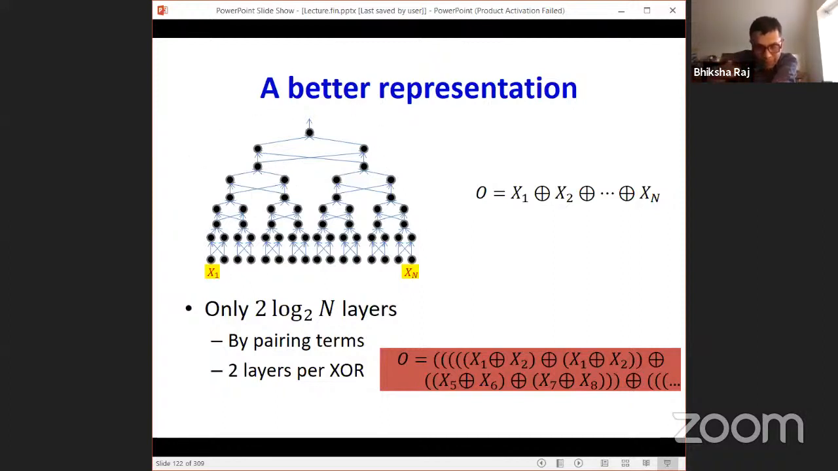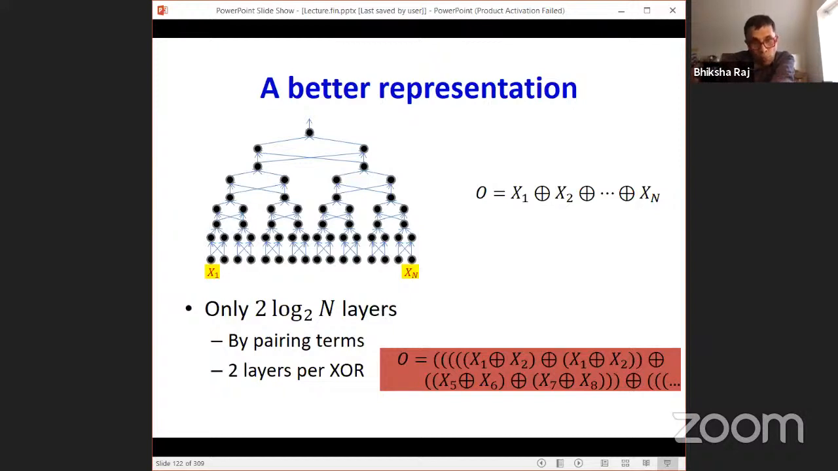And because at each stage you're grouping them in pairs, the total number of layers to go from input to output is going to be log base 2 of n, where within each layer you have an XOR, so it's actually 2 layers of neurons. So the total number of layers in this MLP is only 2 times log n layers. And if I am allowed to have this many layers in my network, then the network that computes this function is going to be linear in the number of inputs.